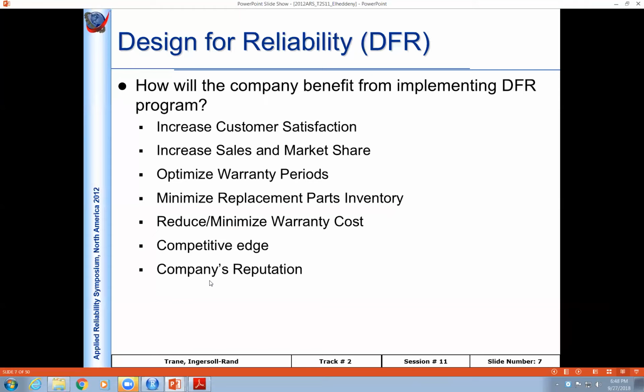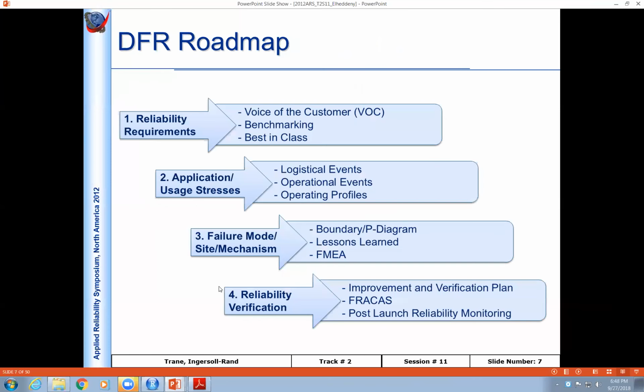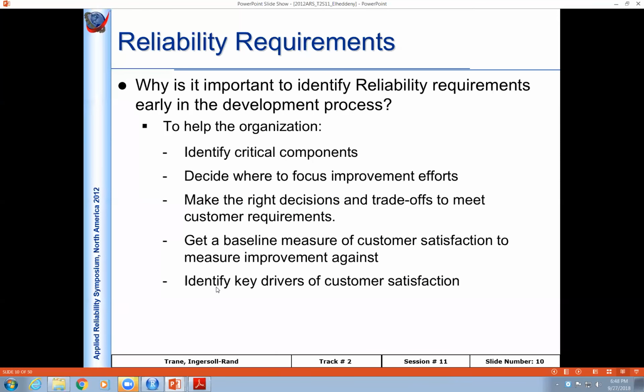It's not really a full detail, but I have an example. I will show that one as well. So I have four major steps: reliability requirements, application stresses, failure mode analysis, and reliability verification. I will probably skip two and three because we talked about them in the FMEA anyway. So I'll go first with the reliability requirements.